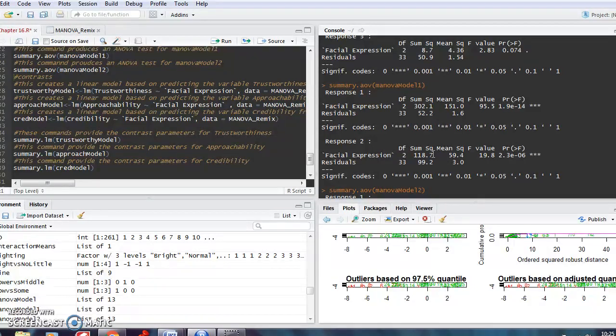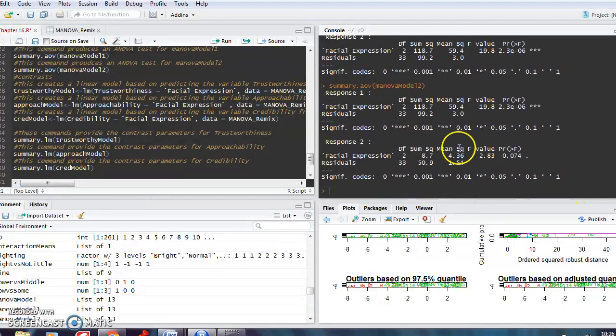This ANOVA, the findings here, provide us support for the results that we found in the MANOVA model 1. So there are significant differences between facial expressions in regards to approachability and trustworthiness.